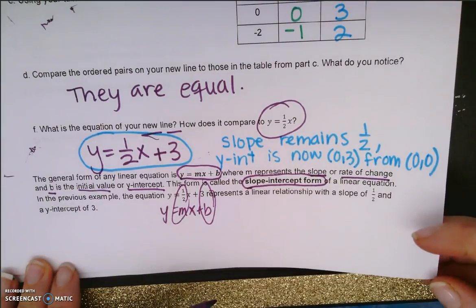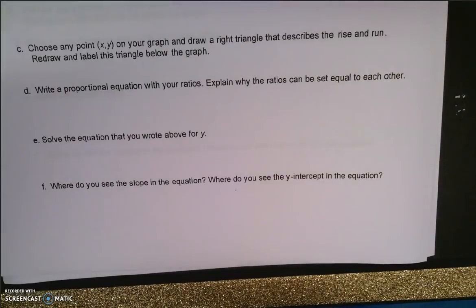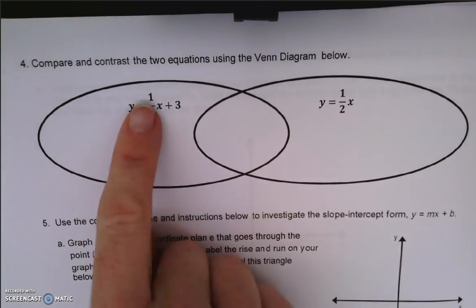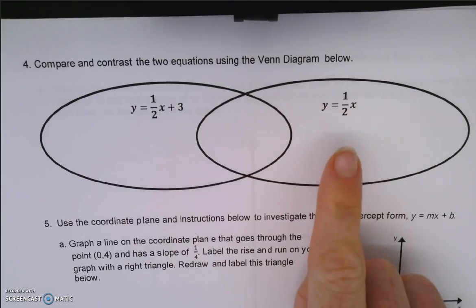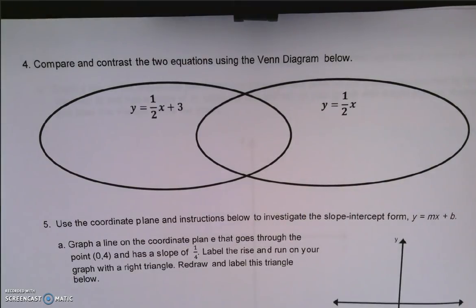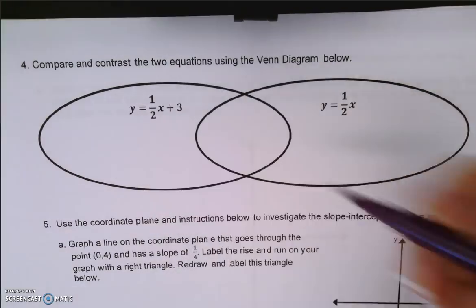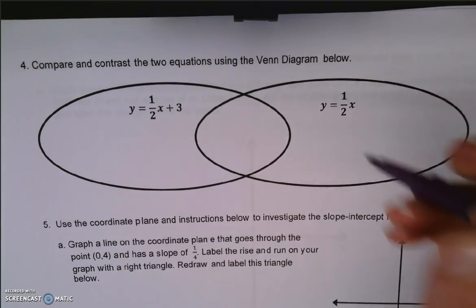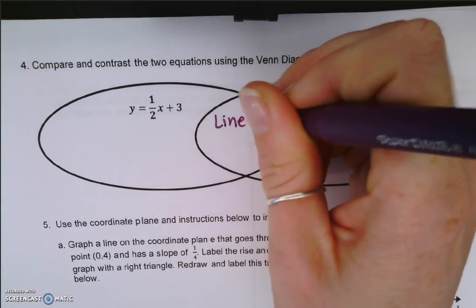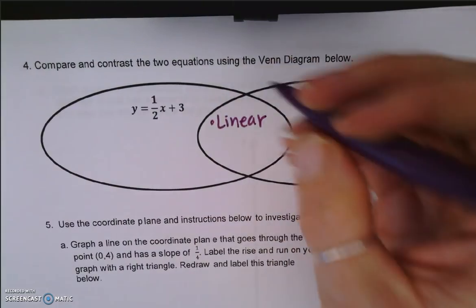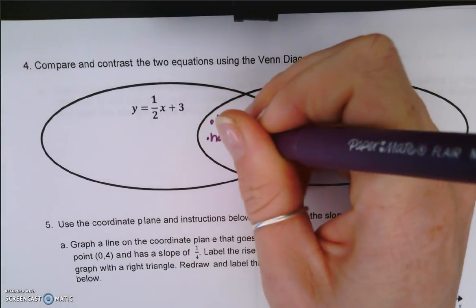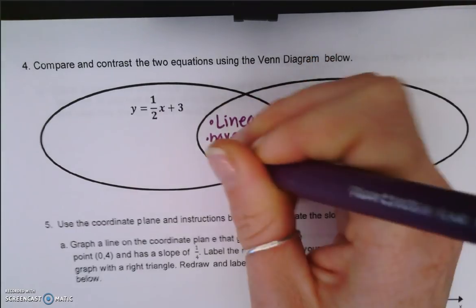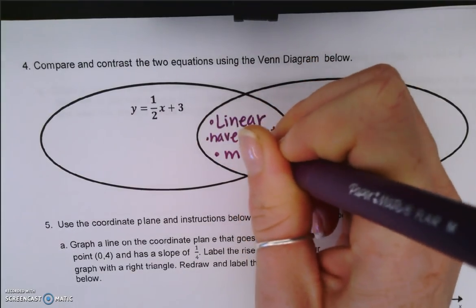Excellent. Let's keep on going to our next page. We're going to compare and contrast the two equations using a Venn diagram. Remember, this is what's specific to this graph line equation, and this is what's specific to that one. Because we're comparing the equations, we should just be comparing the equations. So let's see. What are they both? I like to concentrate on what they have in common. They both are linear. They both have y-intercepts. And they both have a slope of 1/2.